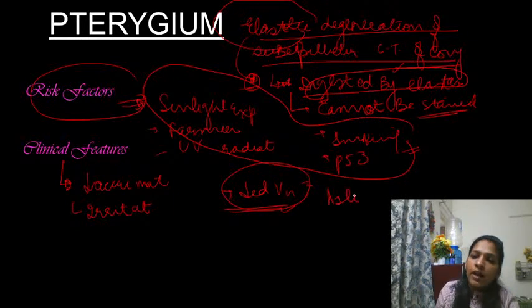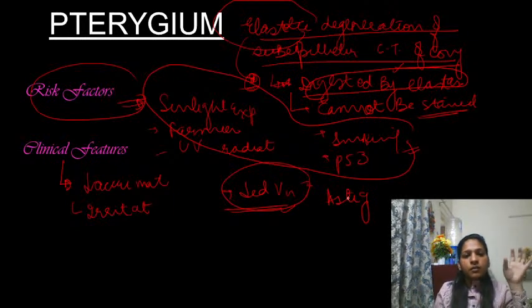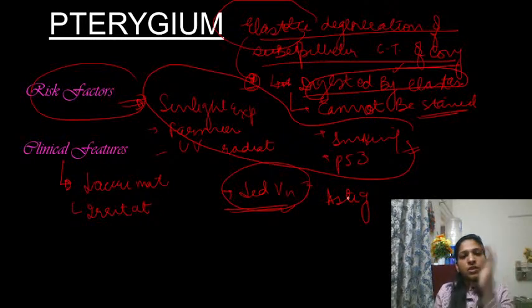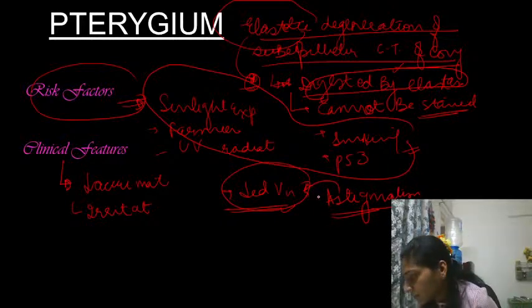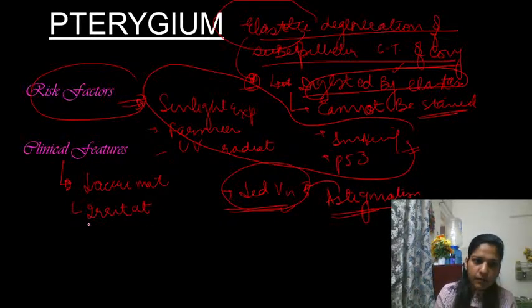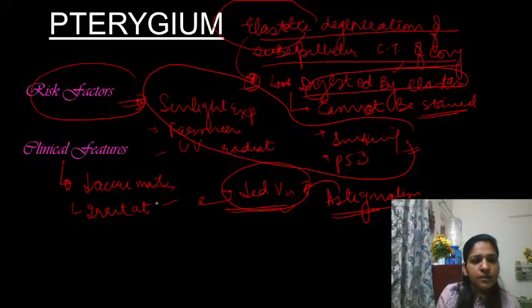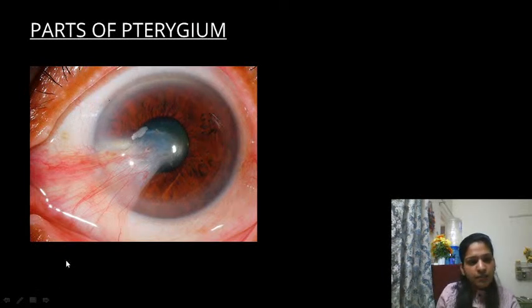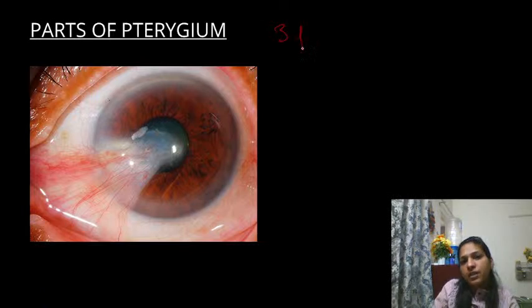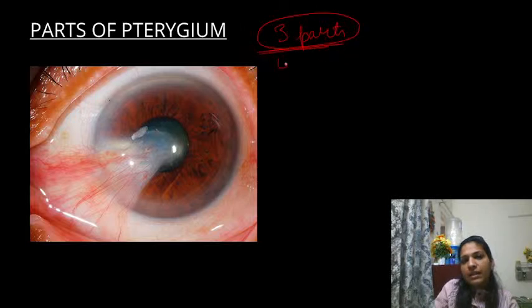Decreased vision is due to astigmatism because as the conjunctival tissue approaches the cornea, it creates astigmatism in the cornea, which is the cause for decreased vision. So these are the main symptoms of pterygium. Now this is the pterygium. You can see the picture of pterygium. Now there are 3 parts of pterygium. Can anyone tell me the 3 parts of pterygium? Anyone?